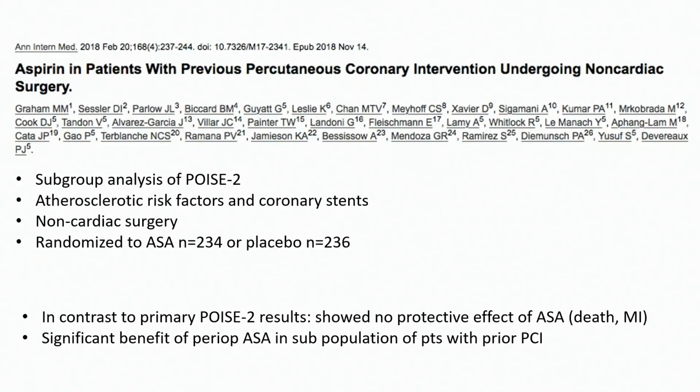This subgroup of the POISE-2, which is the largest study that looked at the benefit of aspirin in the perioperative population with high cardiac risk procedures. The main study, which looked at 10,000 patients, suggested that there was no benefit of continuing patients on aspirin. In fact, it increased the bleeding risk.